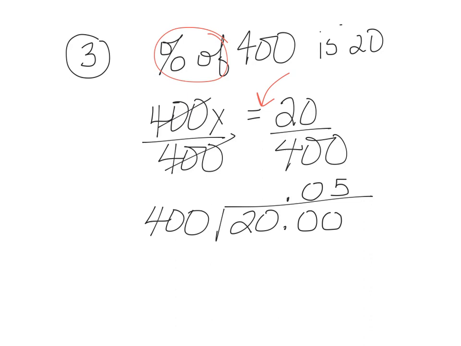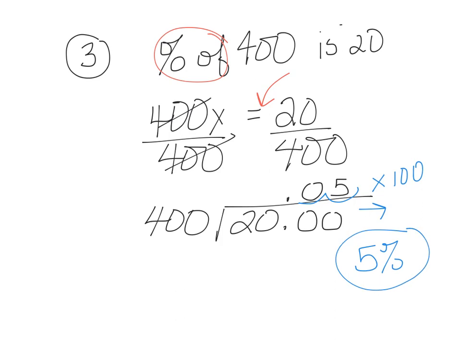Now, to put that back into a percentage, there's two ways to do it. You can multiply that by 100, or you can move the decimal place once, twice to the right. Both will give you the same answer of 5%.